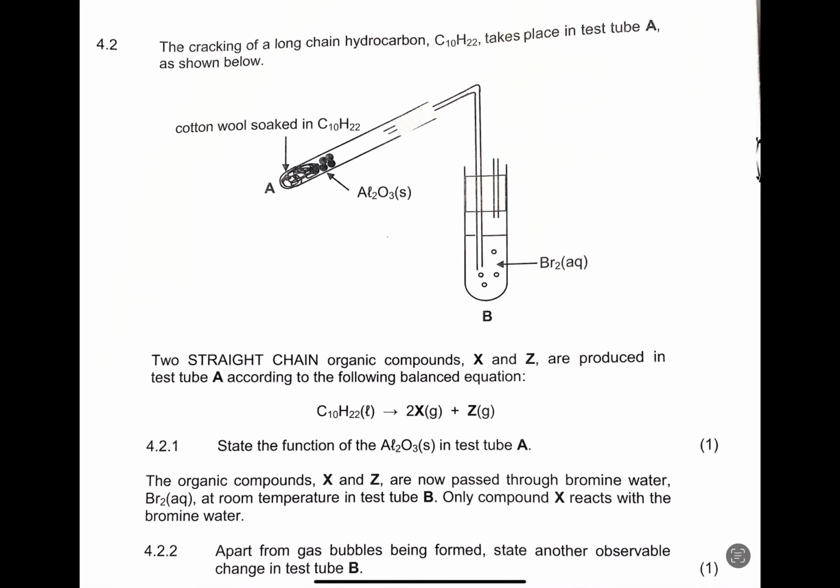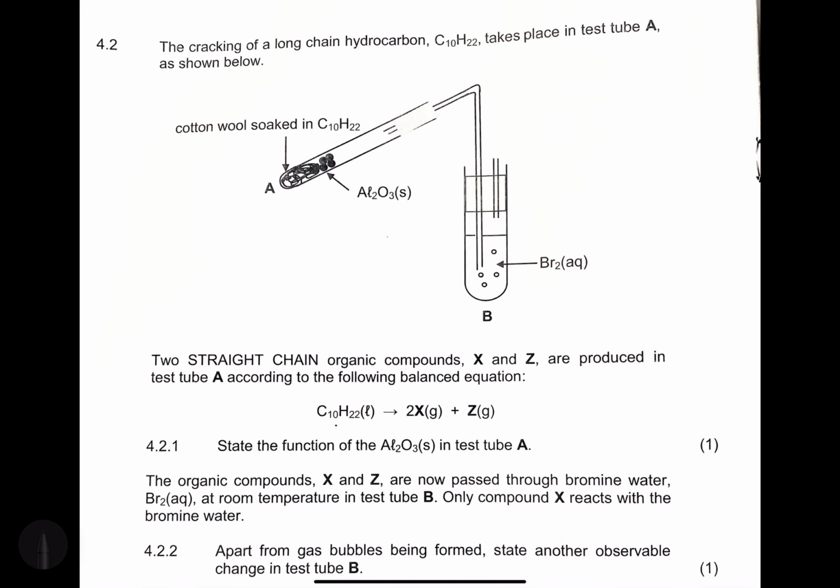They say 2 straight chain organic compounds are produced in test tube A according to the following organic reaction equation. So now what we are going to do is make sure that we break it into those 2 organic compounds. We don't know what those compounds are, but nonetheless, probably they're going to give us some more clues.